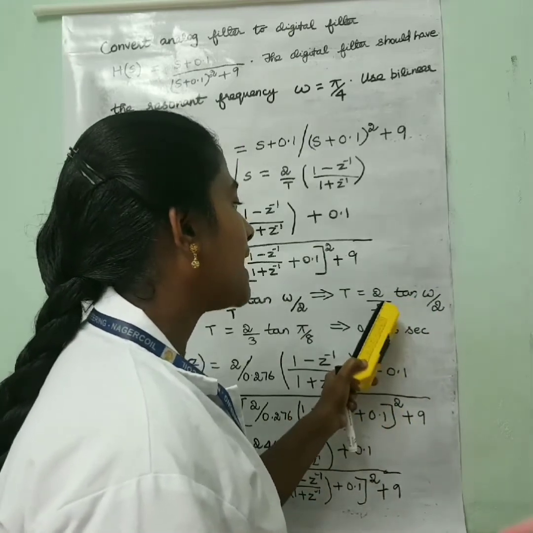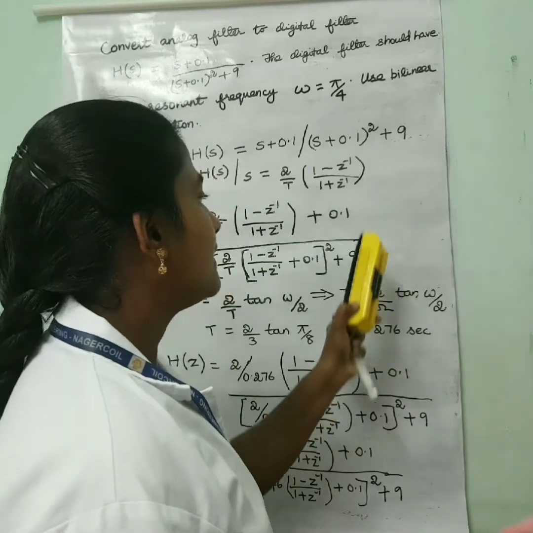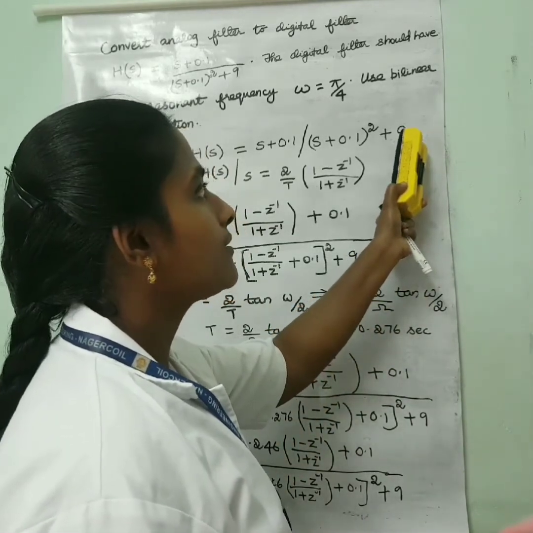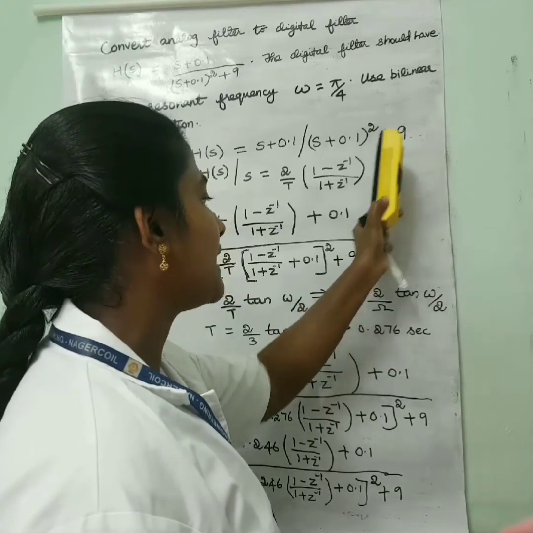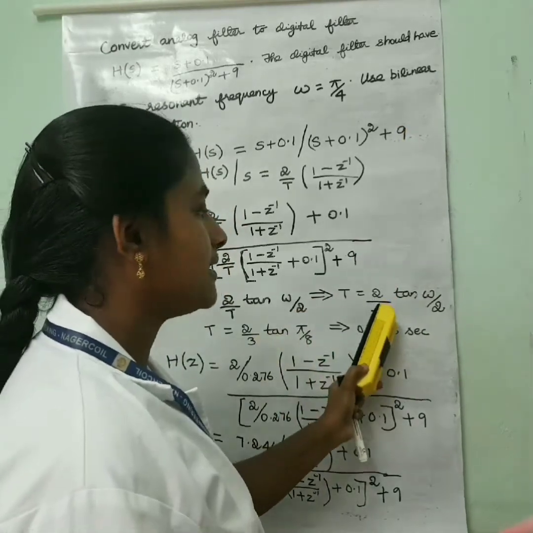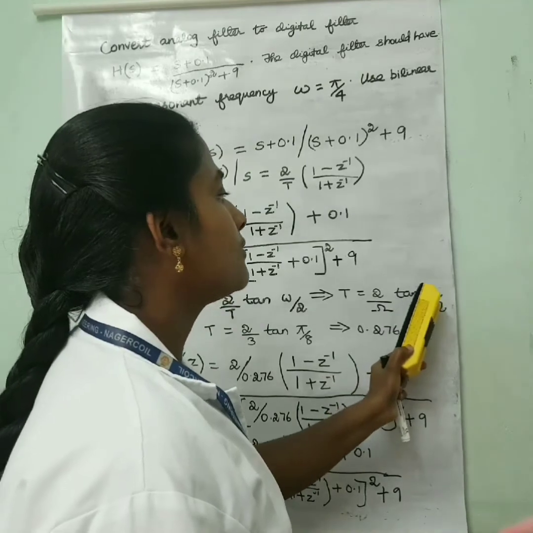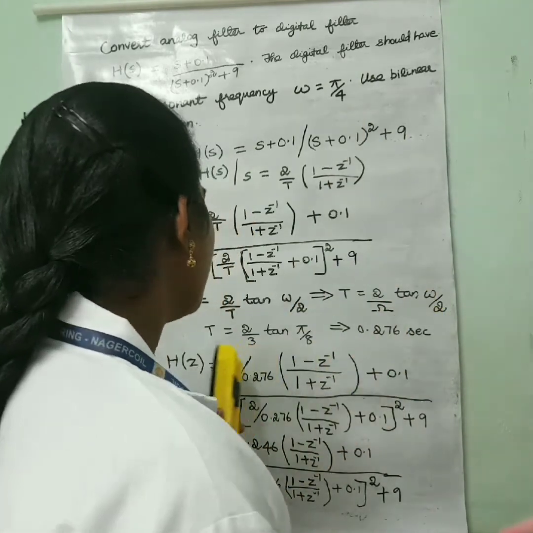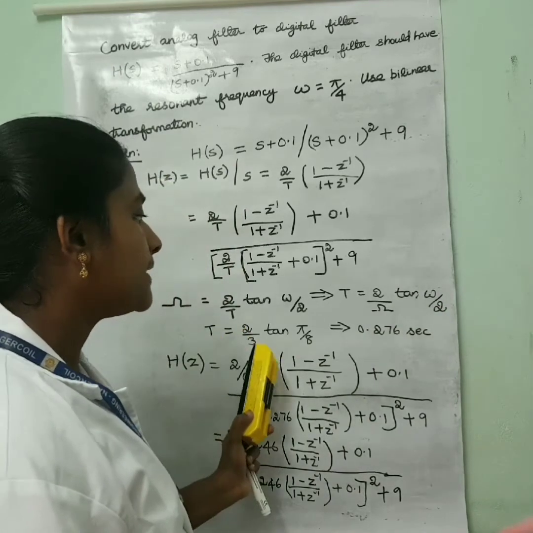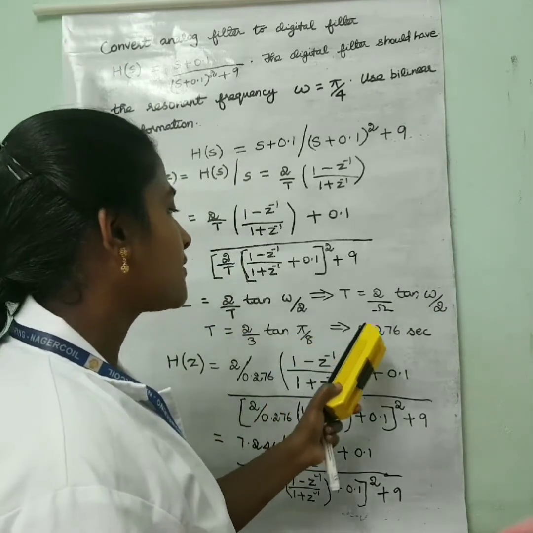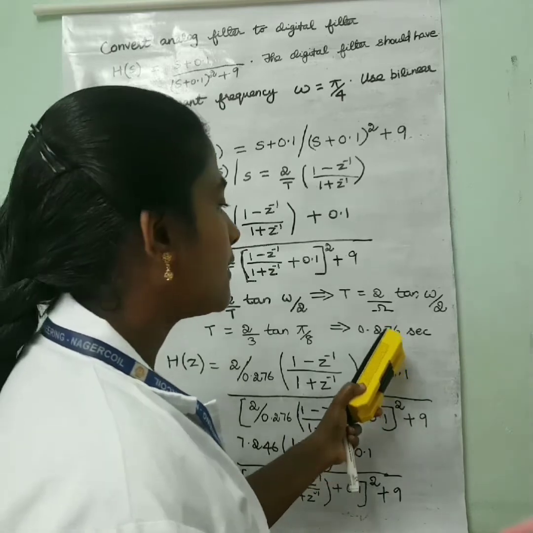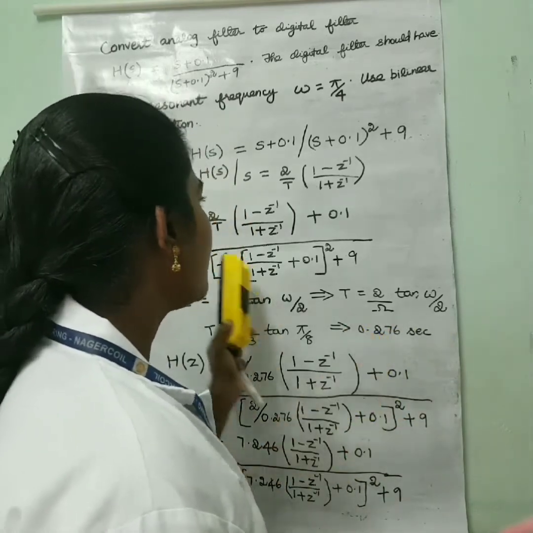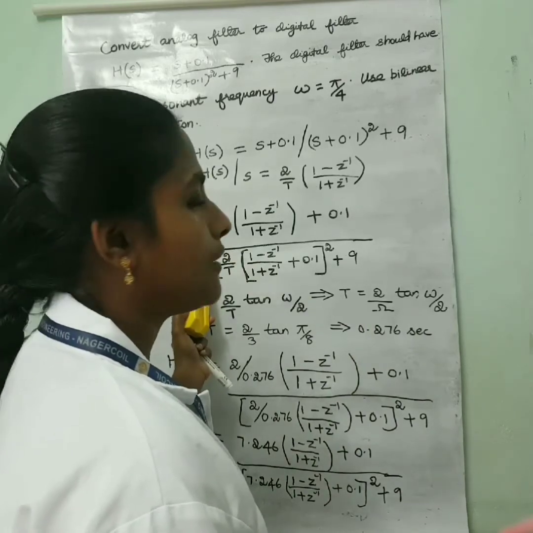We know the value of this omega, that is 9. This value is 9, that is 3 square. So the value of omega is equal to 3. The other omega value they have given in the question, that is pi by 4. So you will get T is equal to 2 by 3 tan(pi by 8). So the time period is 0.276 second.